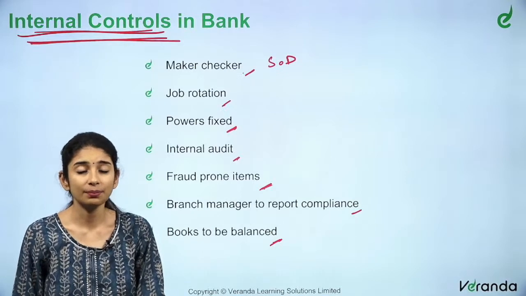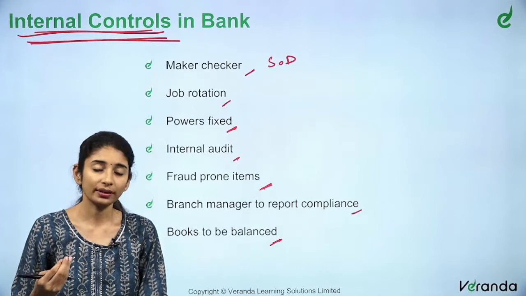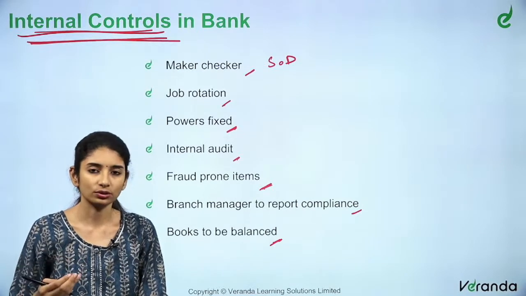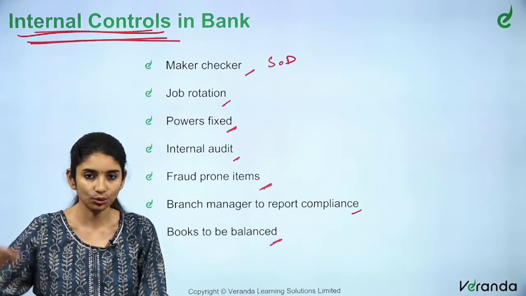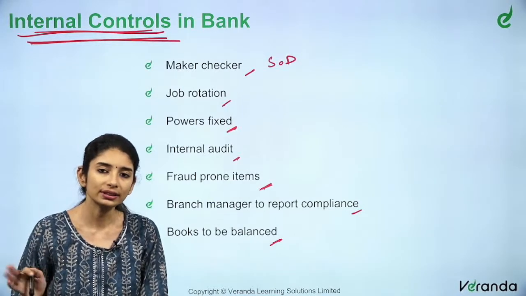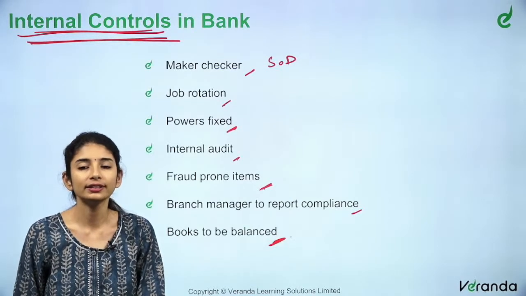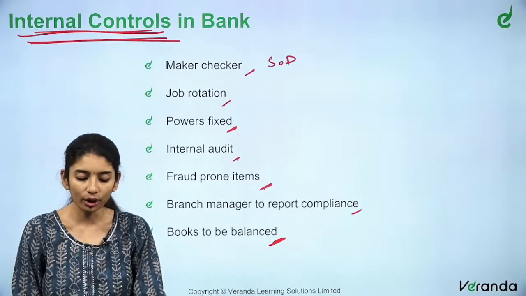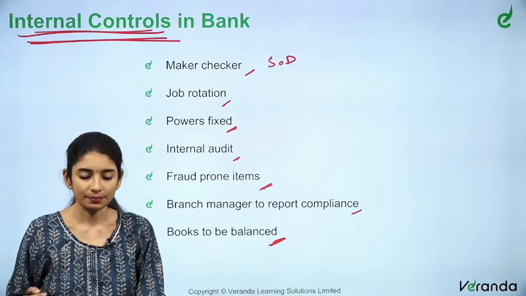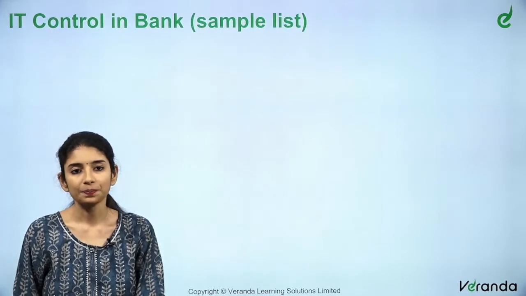For example, in the system the limit for giving a loan is 1,20,000, but I have given a loan of 1,50,000. Actually, I've given the money. So this 30,000 difference: books are to be balanced with the actuals. Clear? Internal controls in a bank: maker-checker, job rotation, powers are fixed, internal audit, fraud-prone items, branch manager to report compliance, and books are to be balanced.